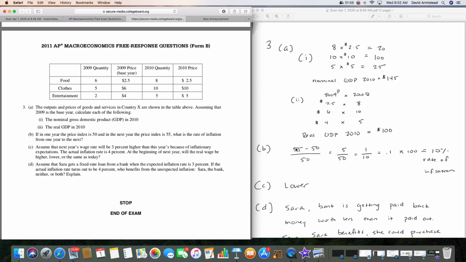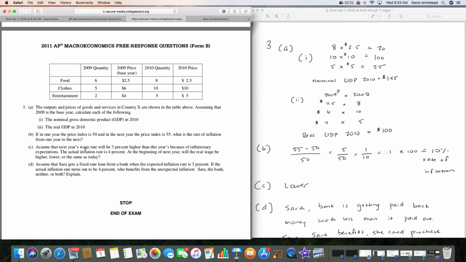So 55, that's the year I want, minus 50, the base year, over 50, the base year. Simplify that, that's 5 over 50 or 1 over 10. 1 over 10 is 0.1. Times 100 equals 10%. So the rate of inflation is 10%. Definitely going to want to show your work on something like that. All right, and that's what it would look like.